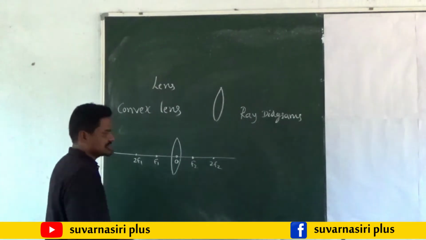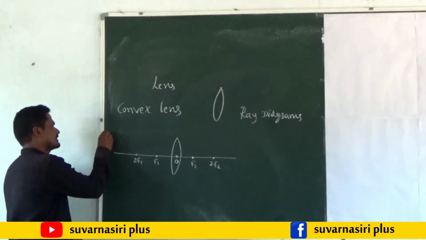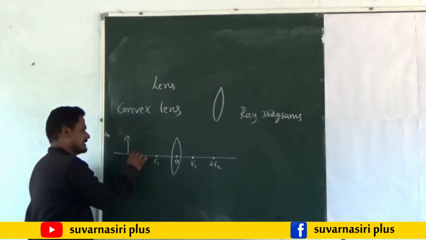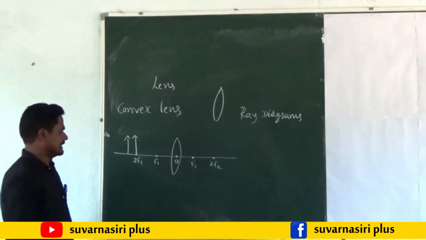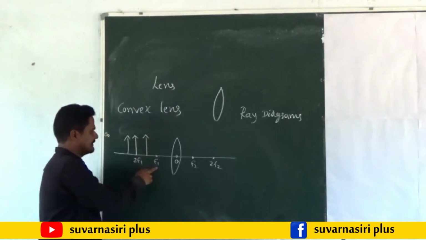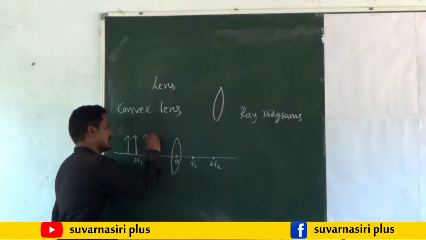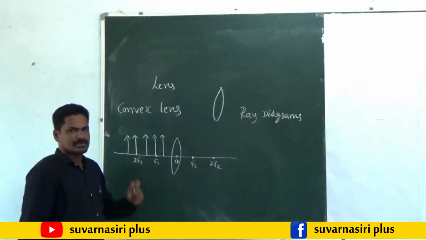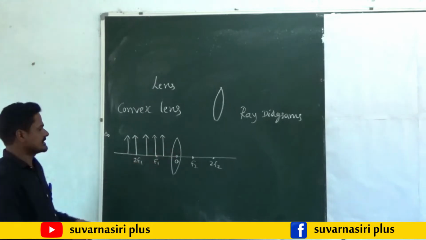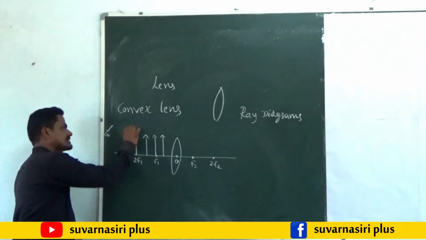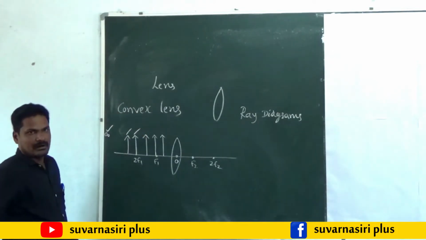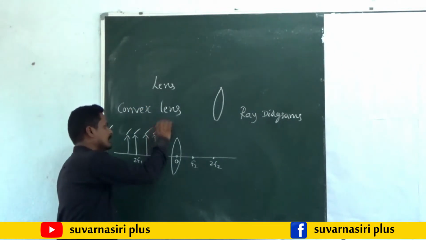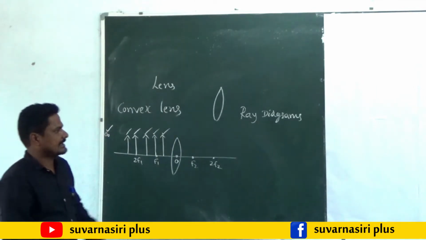First we have to see the position of the object, where we have to keep it. First we keep the object at infinity, then beyond 2F1, then on 2F1, then between 2F1 and F1, then on F1, and then between F1 and O. This is the place of the object. So we are getting 6 types of images.